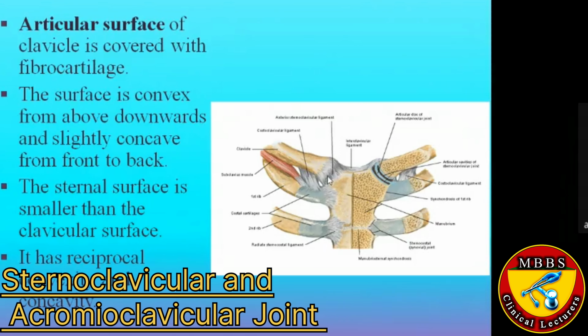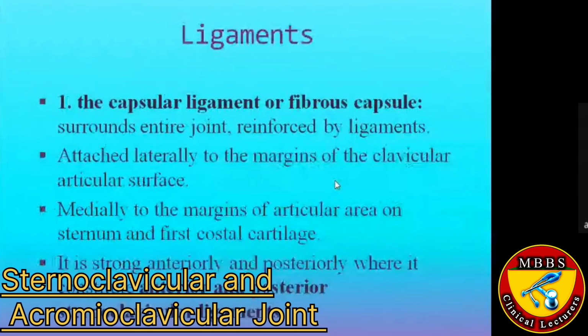The surface is convex from above downwards and slightly concave from front to back. The sternal surface is smaller than the clavicular surface. It has a reciprocal convexity and concavity. Now, when we talk about the ligaments of the sternoclavicular joint, we have the capsular ligament, which is also known as the fibrous capsule. This surrounds the entire joint, which is reinforced by the ligaments.